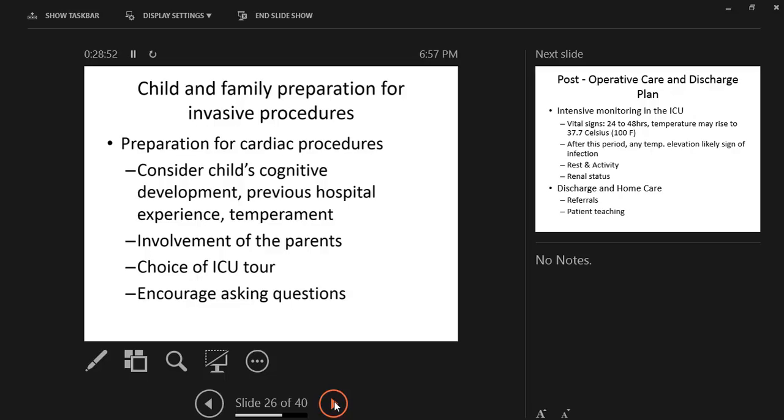Consider previous hospital experience. Consider their temperament. Is this a difficult child? Is this an easy child? You want to involve the parents also, and encourage them to ask questions. You don't exactly know what people's fears and concerns are, so it's good if people ask questions. We want people to ask questions.